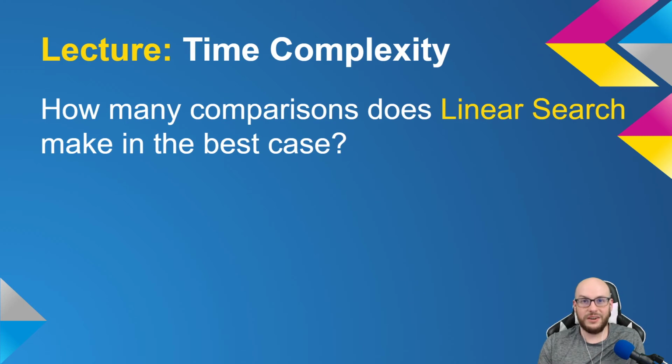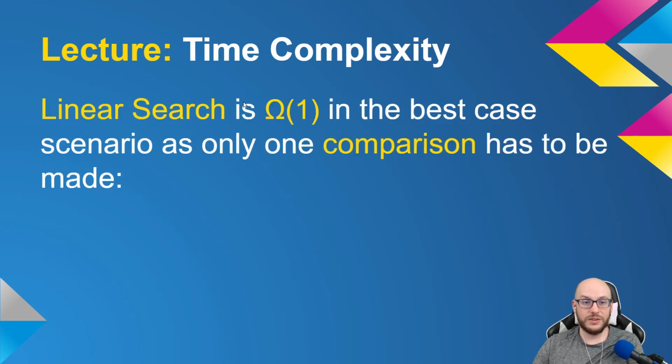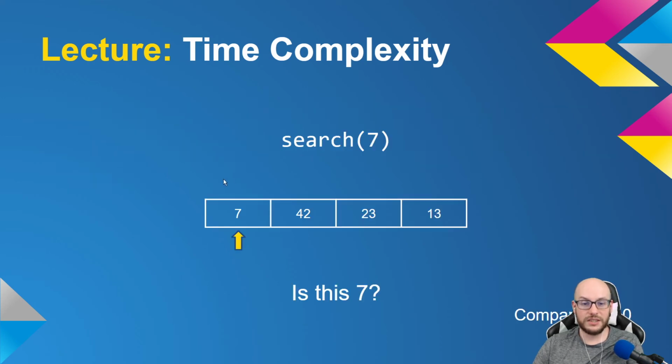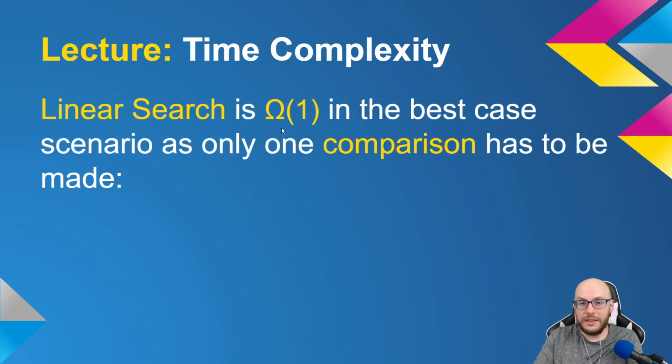So what is the best case scenario? With that in mind, what is the best case scenario for linear search? What does it look like? How many comparisons are we going to make in the best case? Our answer here is 1. Linear search is going to be omega of 1 in the best case scenario, as only 1 comparison has to be made. I'm going to search for 7 in this array. Is this 7? That's a comparison. And yeah, I found it. This is the best case scenario. The element I'm looking for is literally the first one I checked. So it looks like I make 1 comparison.